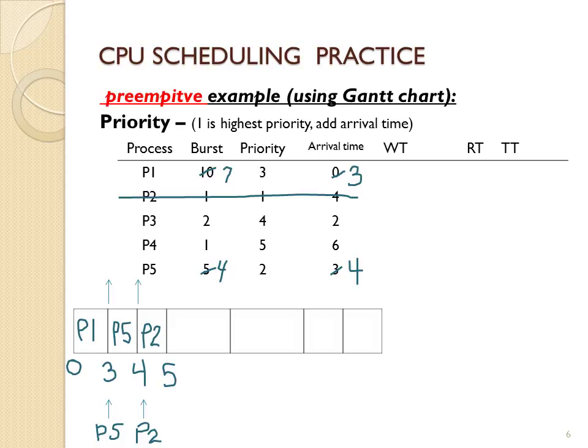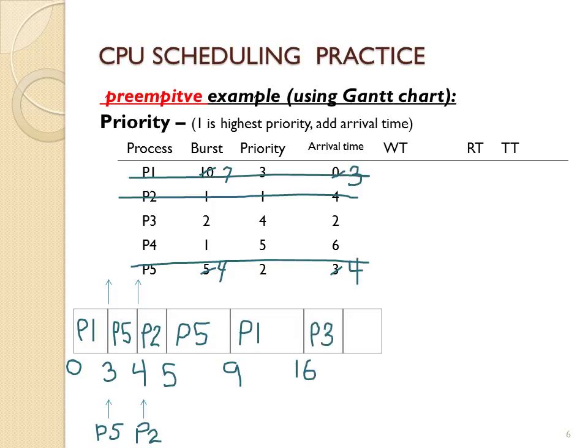Now the current time is 5, and in our ready queue we have P3, P1, and P5. So we're going to pick the one that has the highest priority, which is P5, and P5 will finish at time 9. And now the current time is 9, and all of them are in the ready queue, and now it's just a matter of doing priority-based scheduling. So the next one to go would be P1, finish at time 16, and P3 finishing at time 18, and P4 finishing at time 19.